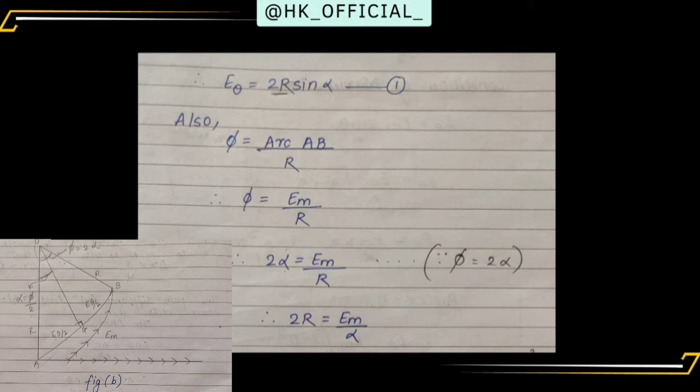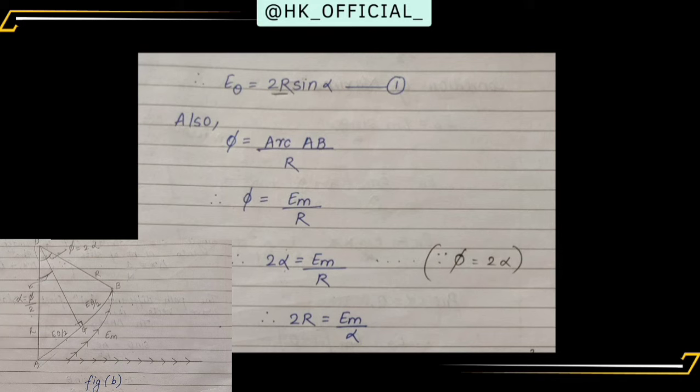Now we use our mathematical knowledge over here, and what is phi? It is nothing but arc AB upon r. Arc AB we have considered as EM in the diagram, so we will write EM upon r. Now phi we have written in the diagram as 2 alpha, so we will write that 2 alpha is equal to EM upon r, and we will rearrange, keeping r on one side and alpha in the denominator. What we will get is 2r is equal to EM upon alpha.